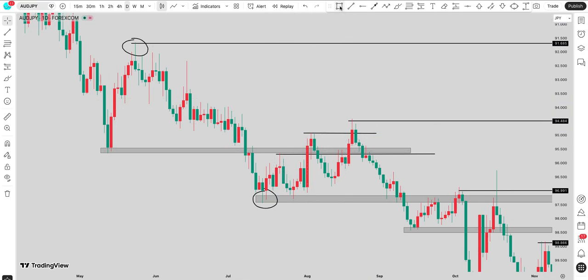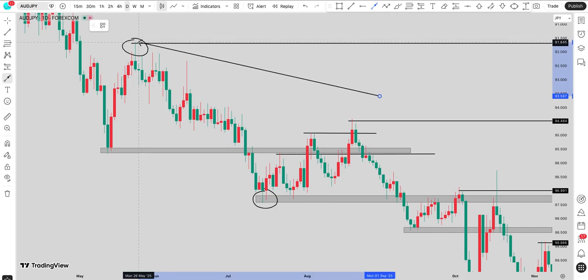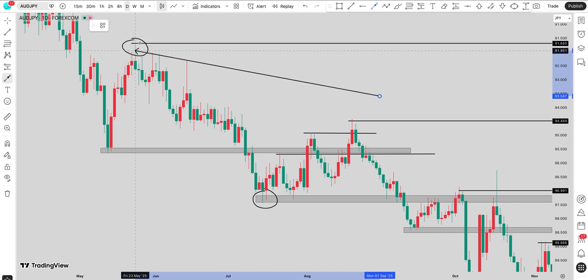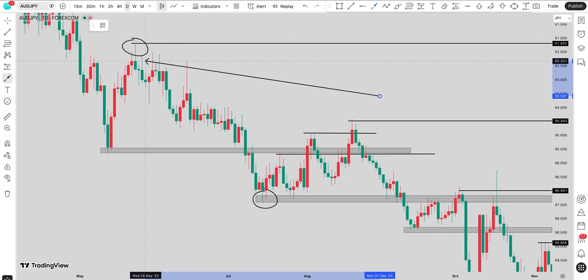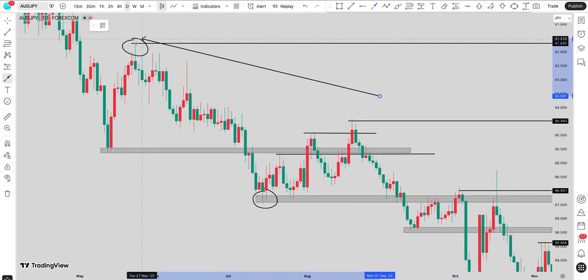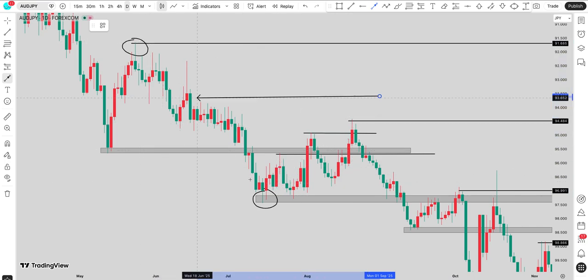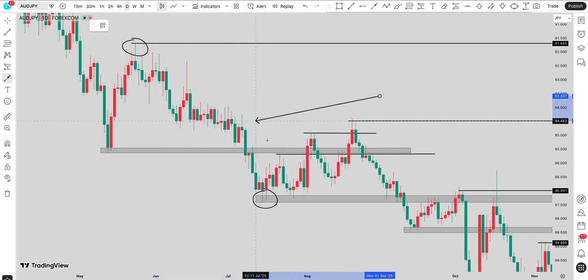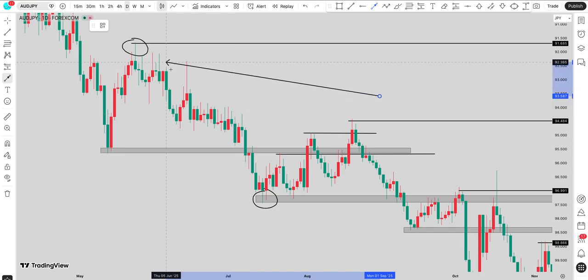The move started from here. The move started from this level. This was the previous lowest point, and this is the highest point. The market sellers took control over this market from this level and pushed down to this level. So as a daily time frame trader, you are not concerned with whatever is going on between this level and this level. It's considered to be a range. This is not supposed to be your business.